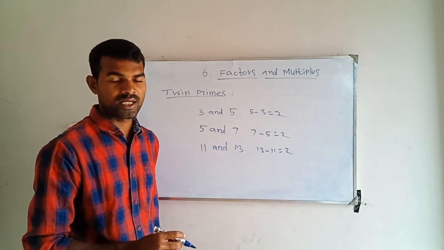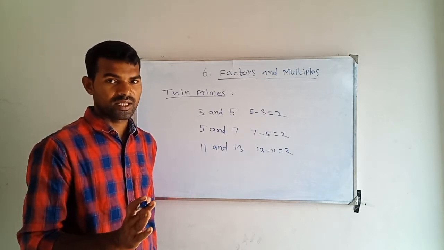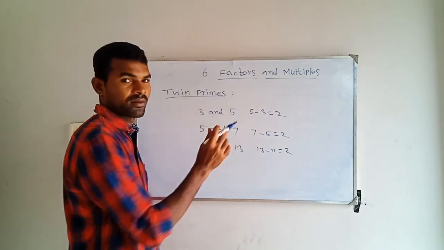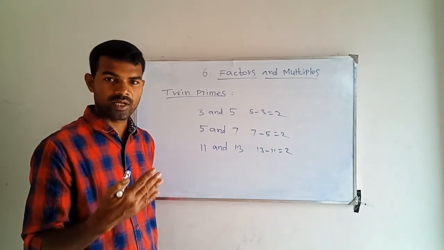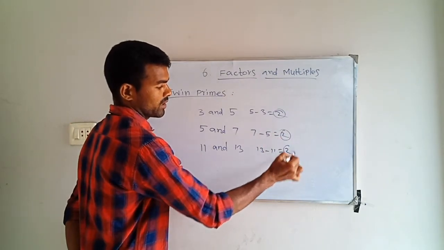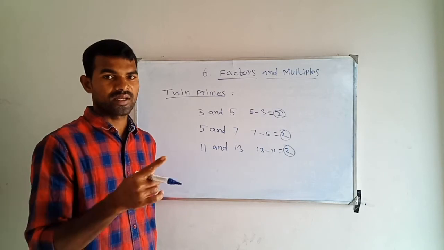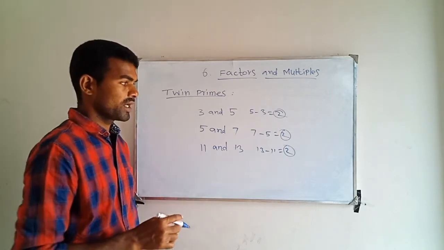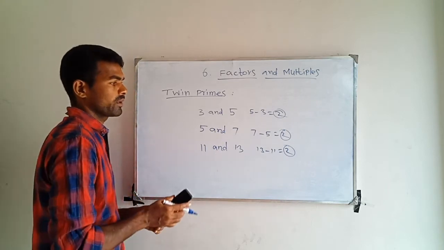Understand twin primes? Twin primes differ by only 2. 3 and 5, in the middle only one number, 4. Two prime numbers that differ by only 2, such numbers are twin primes. And next, let us see the co-primes.